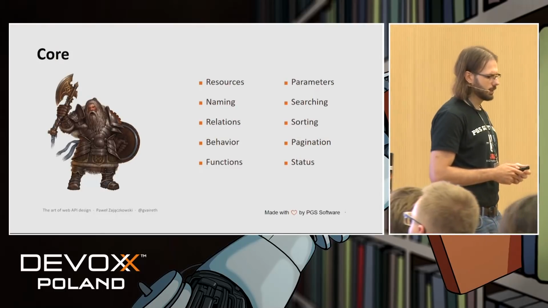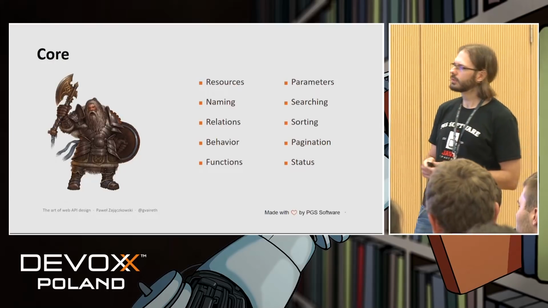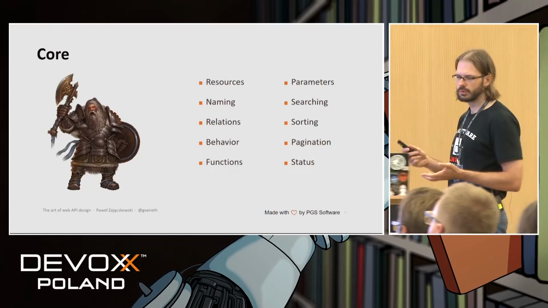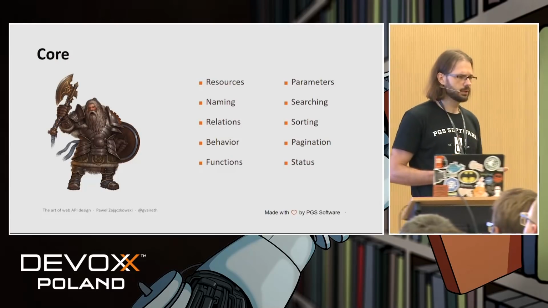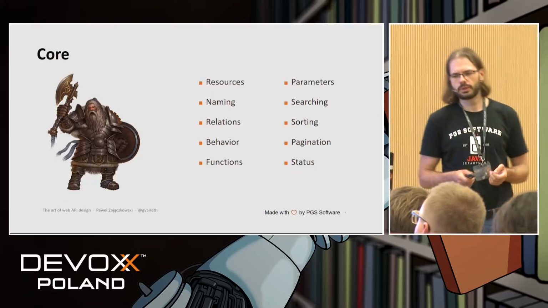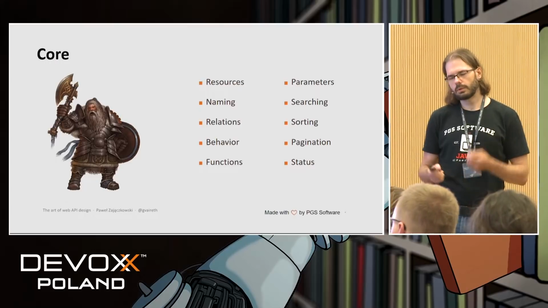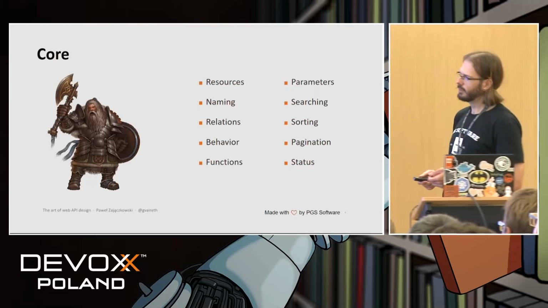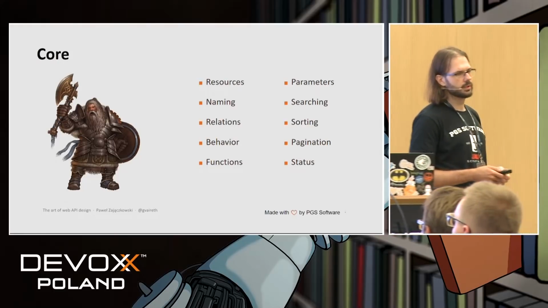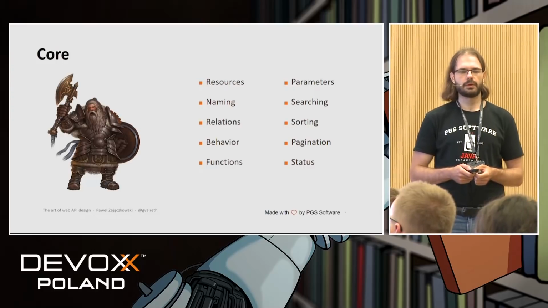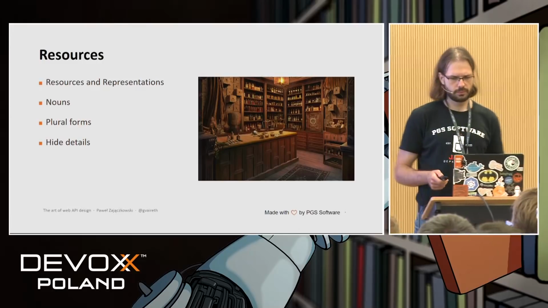Okay, that was a bit of theory. Now practice, so the business stuff. We talk about resources, naming, relations between resources, the behavior of particular HTTP methods, depending on whether we have a collection or single objects. About functions, because REST is about nouns, so how to deal with functions then. How to parameterize requests so that we can operate efficiently on collections, and how to handle status and, as sometimes happens, errors.